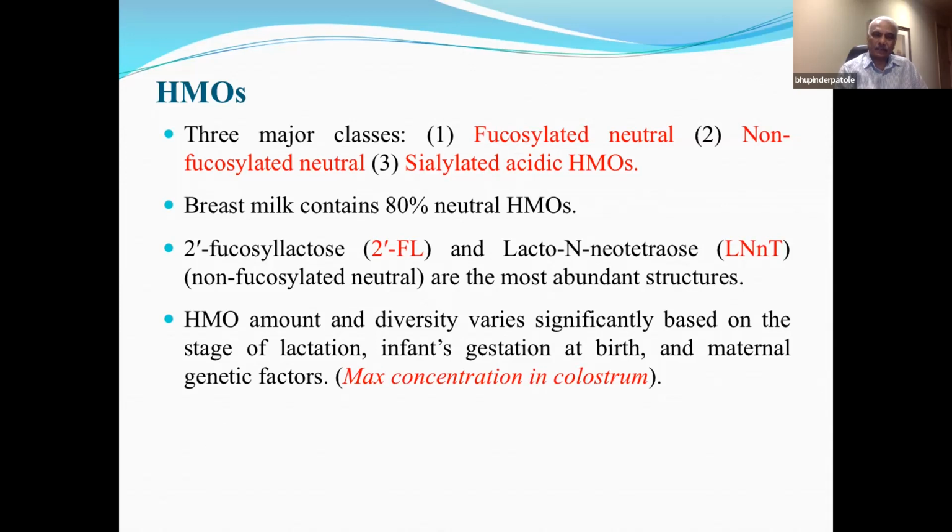Everyone in the neonatal and pediatric team knows that the amount and diversity of human milk oligosaccharides change significantly with the stage of lactation, the infant's gestation at birth, from mother to mother, baby to baby, and importantly from country to country based on ethnicity.